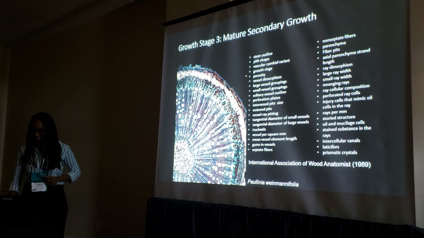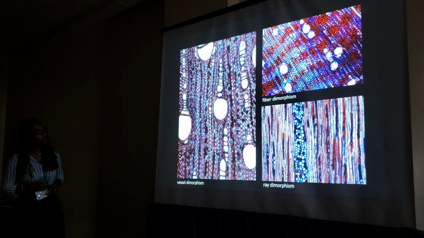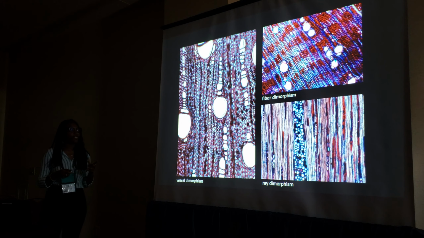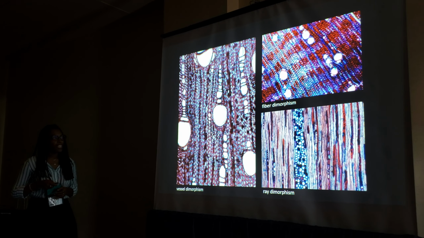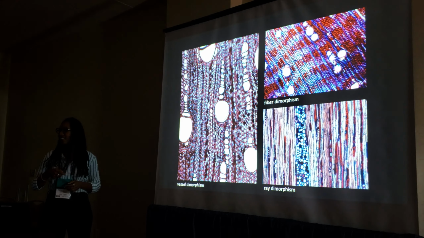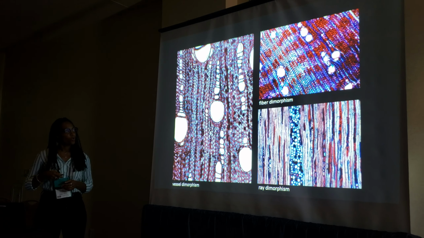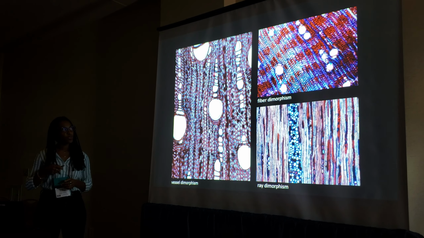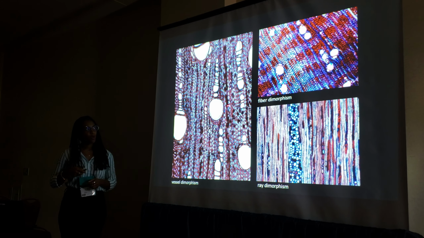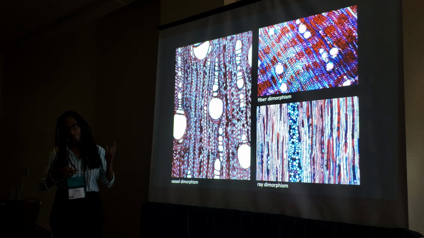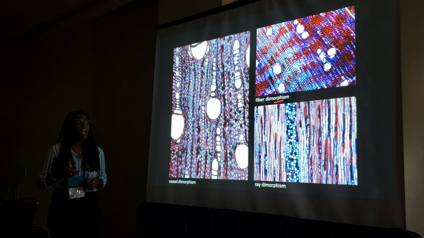I'm going to highlight 3 anatomical characters I think are pretty awesome. And they all kind of have this dimorphism to them. So the vessels in many Paullinia species take on 2 size classes called vessel dimorphism. We've got these large ones, and we've got these chains of smaller ones. Kind of a backup system if these guys blow out from embolism. So we think. There's fiber dimorphism.